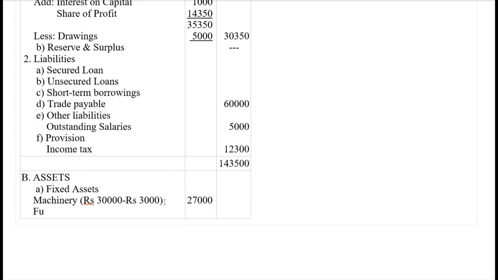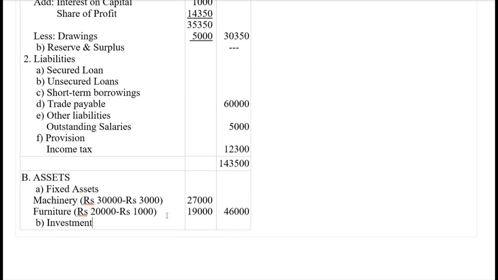Then we have got furniture rupees 20,000 minus rupees 1,000 as depreciation, which comes to rupees 19,000 here. So when we take the sum to the outer column here, it comes to rupees 46,000. Then the next one we should go here, B, investments. There are no investments given in the problem. So let us just put a dash here. If there are, then we should record there.